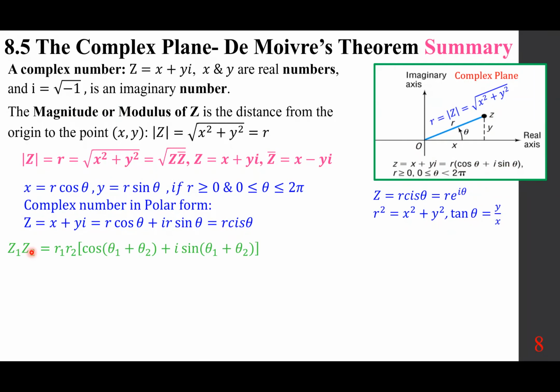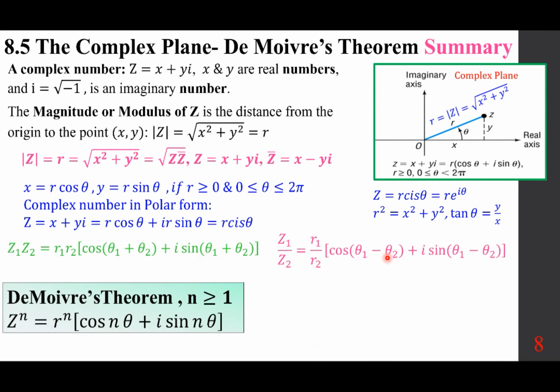If you want to multiply two complex numbers that are given in a polar format, multiply their moduli, r1 times r2, and then cosine of the sum of the arguments, plus i sine of the sum of the arguments. If you want to divide, r1 divided by r2, and subtract the arguments.